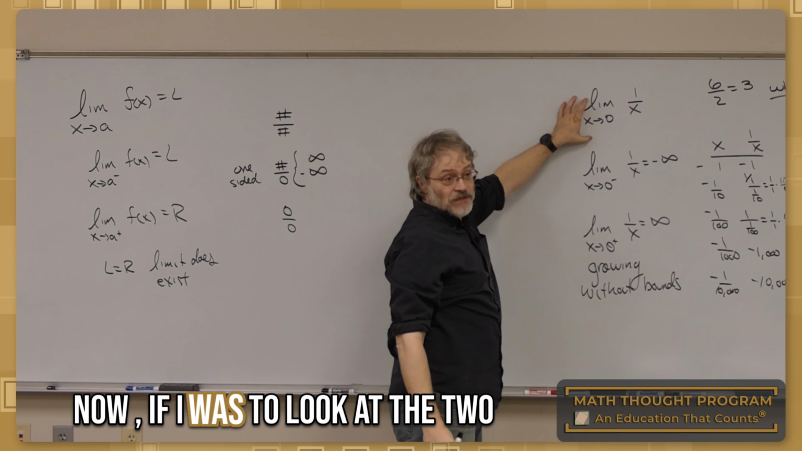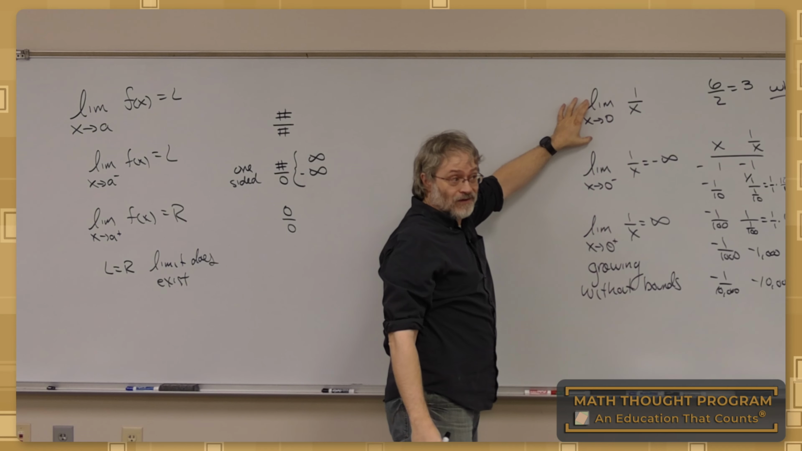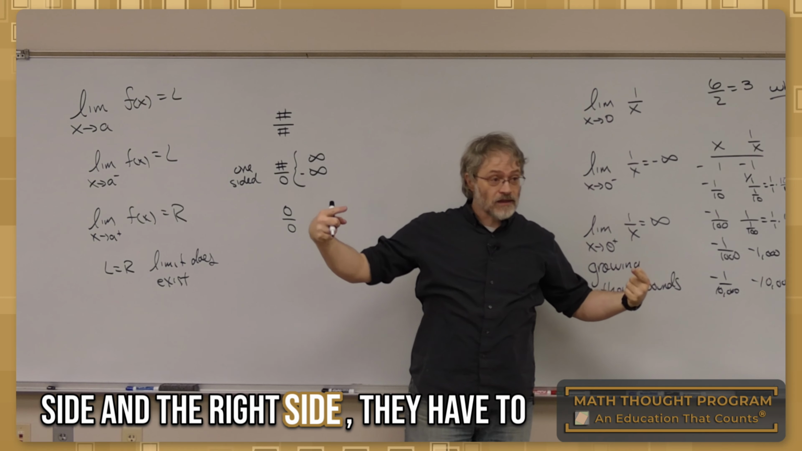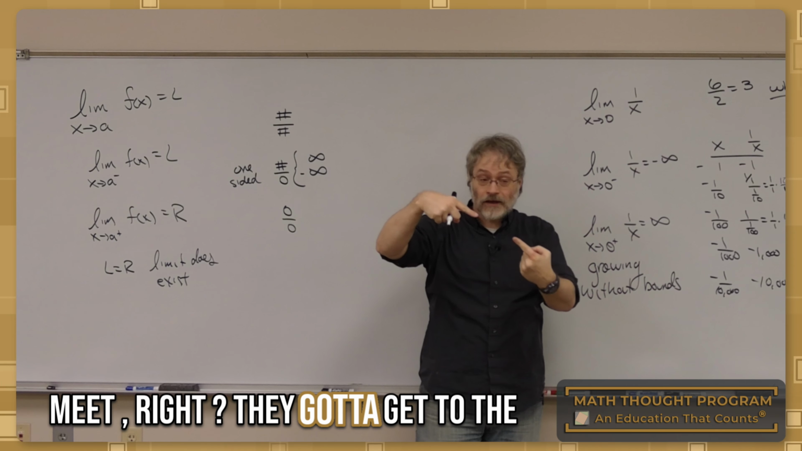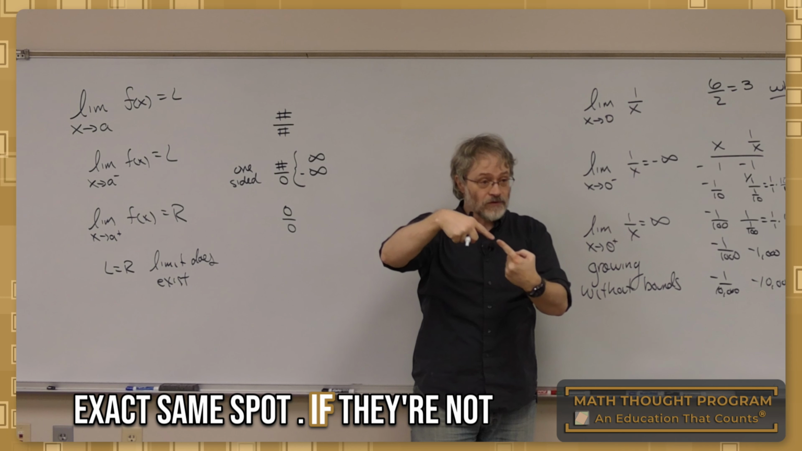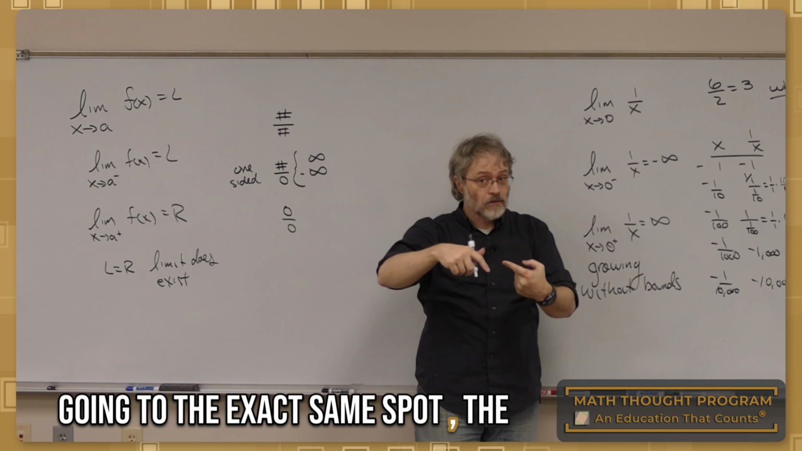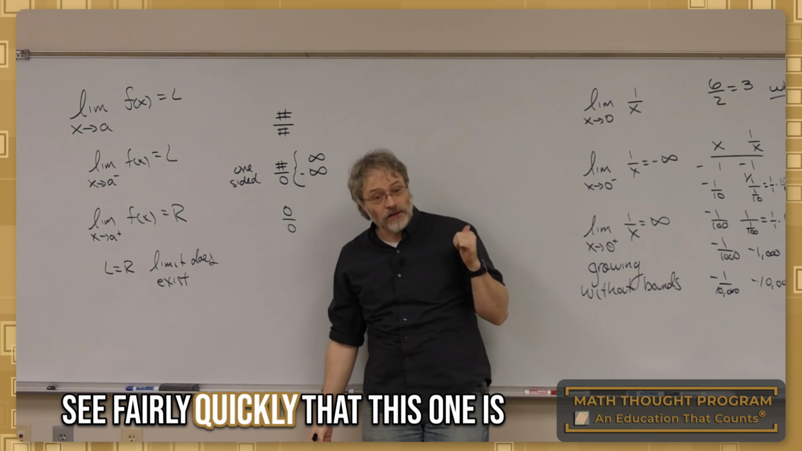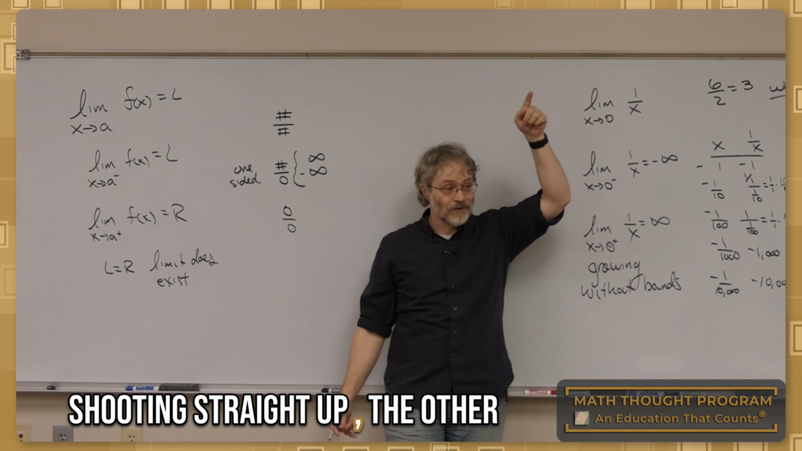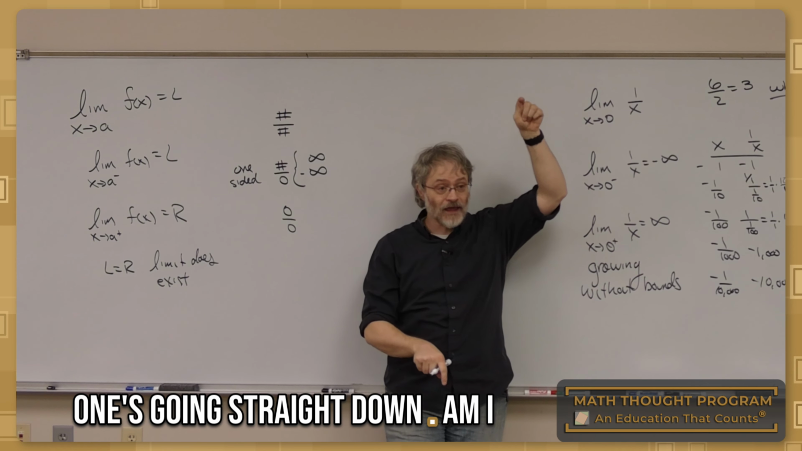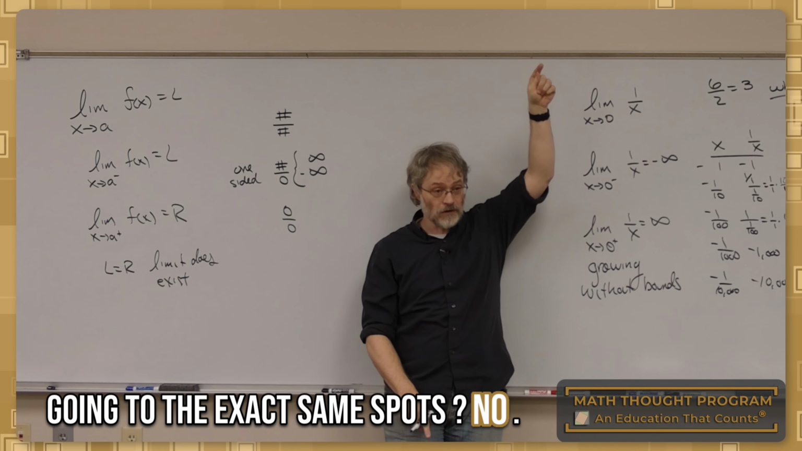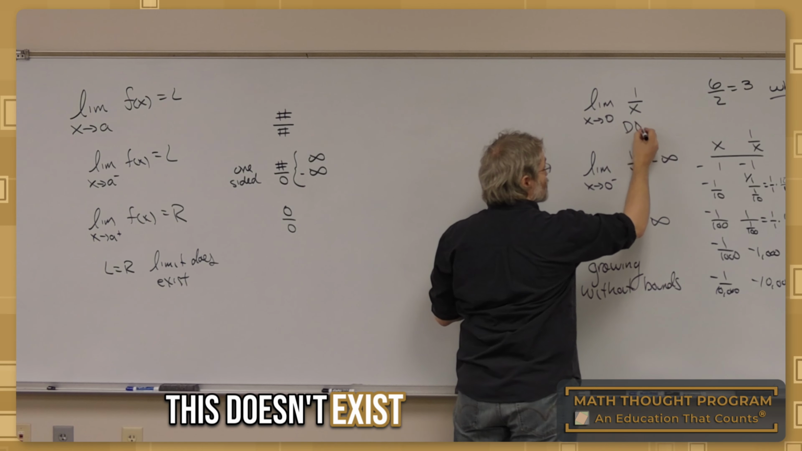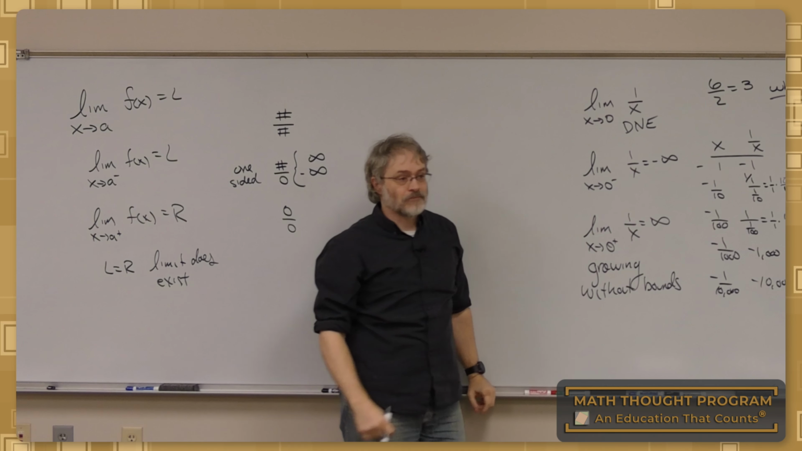Okay? Now, if I was to look at the two-sided limit, in order for this to exist, the left side and the right side, they have to meet, right? They got to go to the exact same spot. If they're not going to the exact same spot, the limit doesn't exist. So when I look at the graph, I can see fairly quickly that this one is shooting straight up, the other one's going straight down. Am I going to the exact same spots? No. So what that says then, this doesn't exist. D and E.